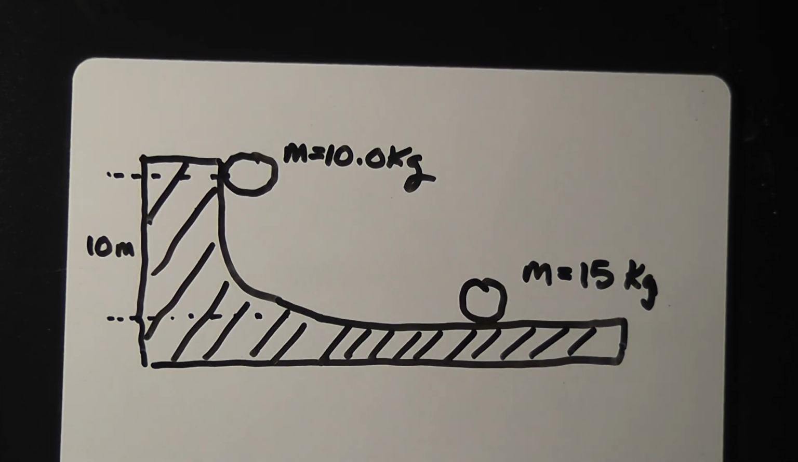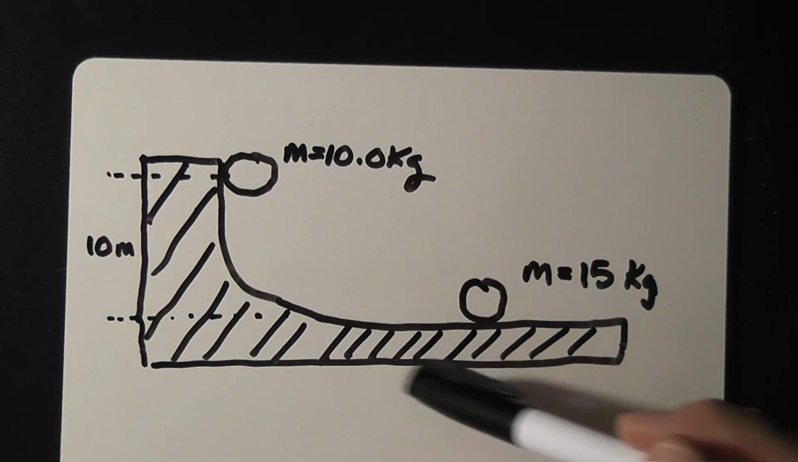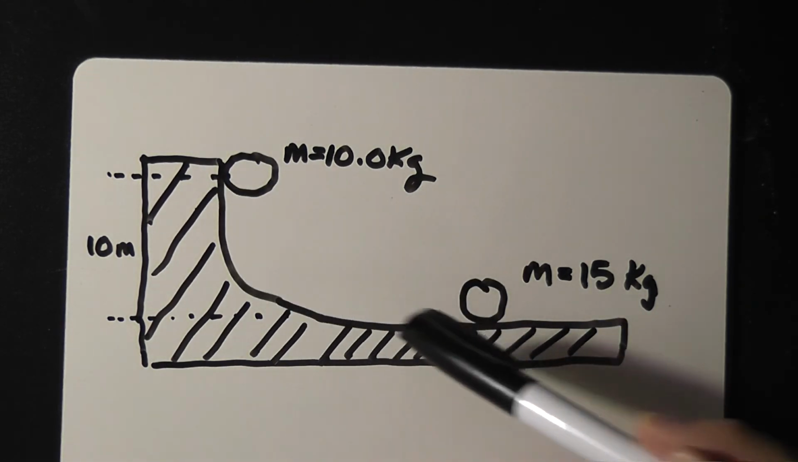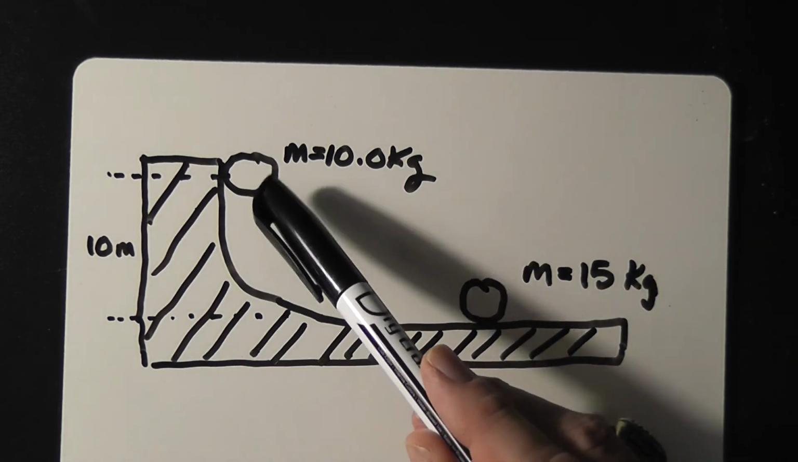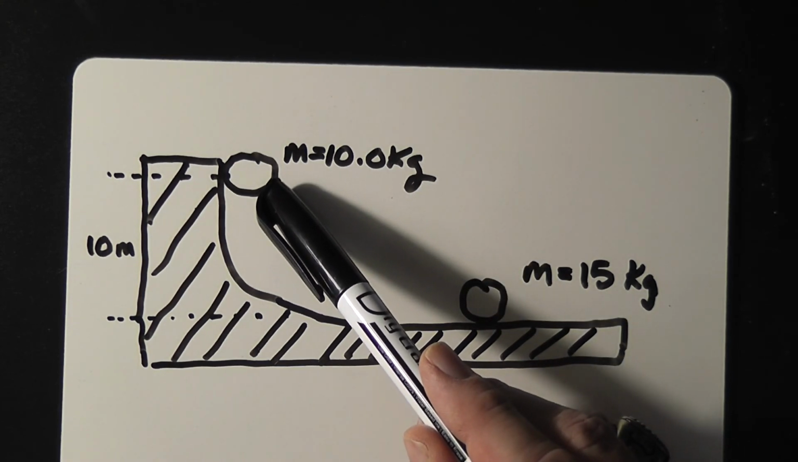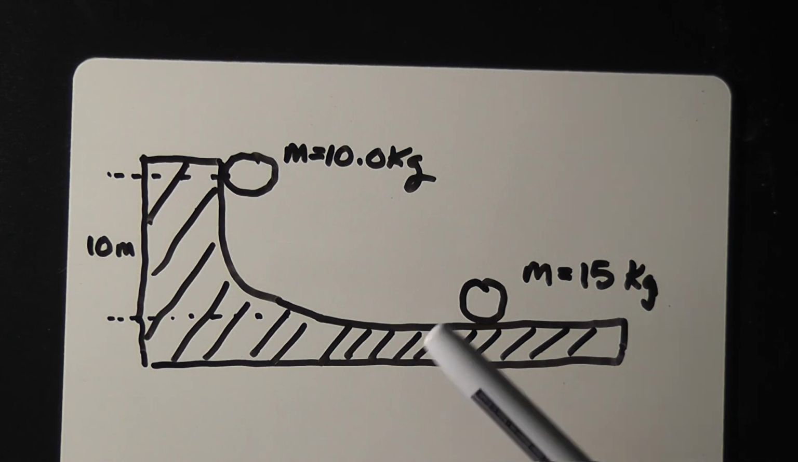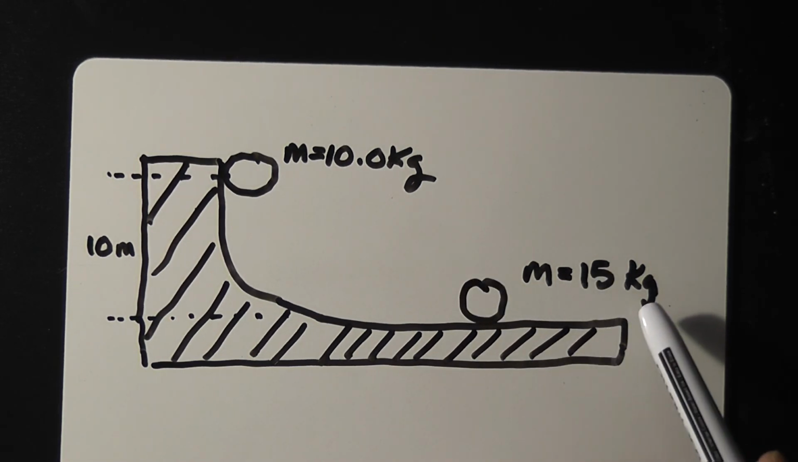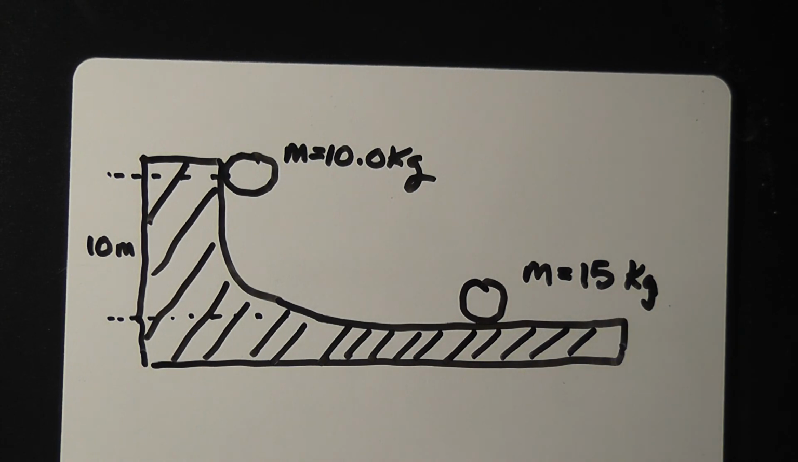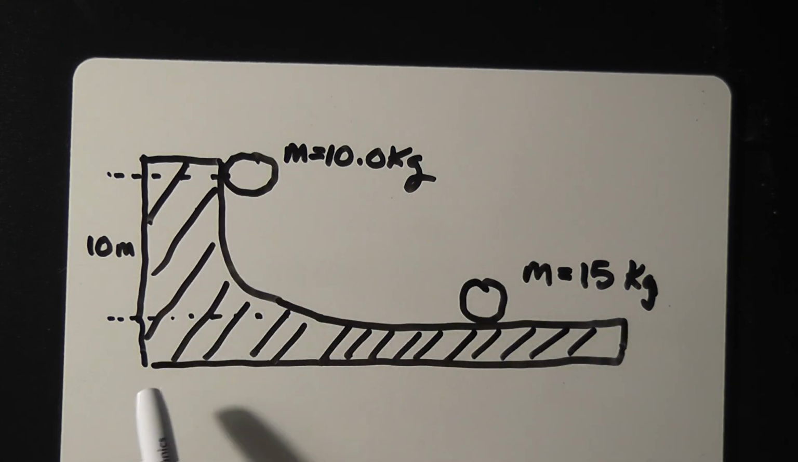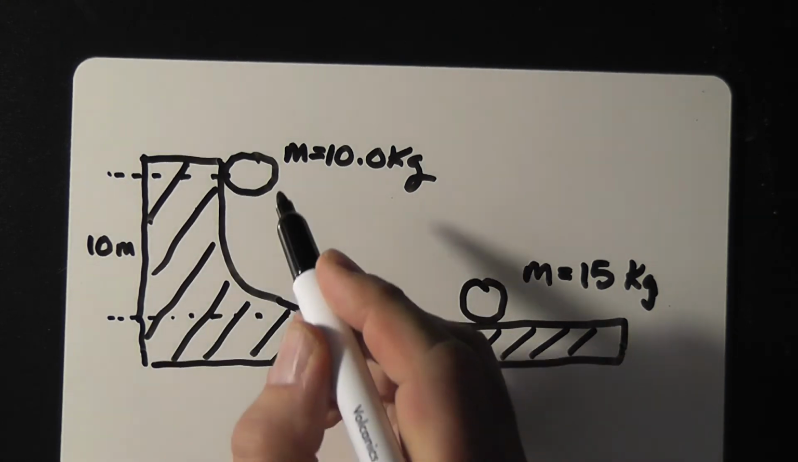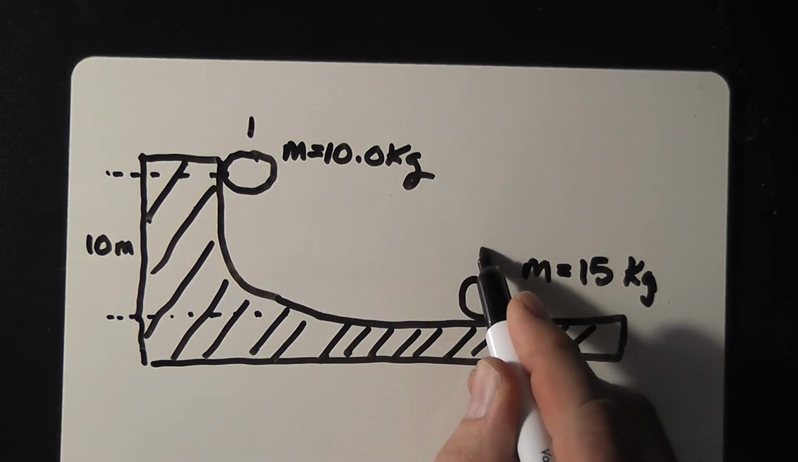Okay, we're looking at a physics problem in momentum and collisions that has to do with a slope or a ramp type structure, where we have a ball of mass 10 kilograms at the top that is not moving right now, and down here another ball with a mass of 15 kilograms. So what happens in this problem? We want to find out when this ball, and we'll call this right here ball 1, and there's ball 2.